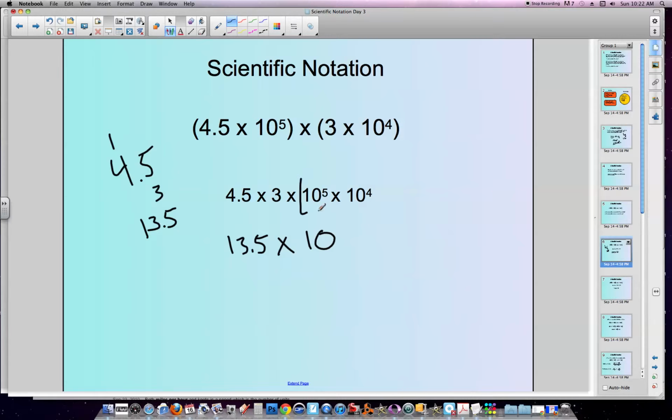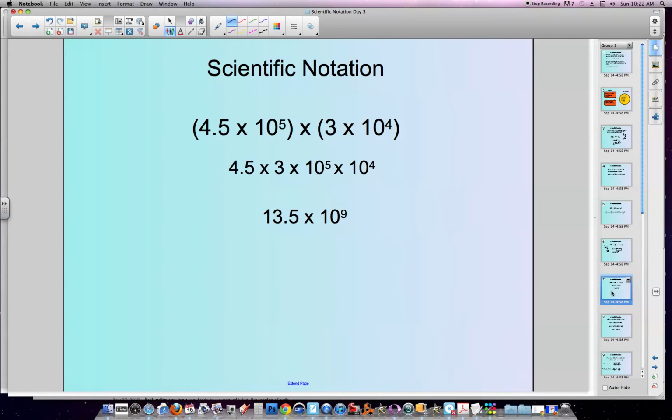So we have 13.5 times 10. How do we multiply numbers with exponents? Well, this is 10 times itself 5 times, and this is 10 times itself 4 times. So we have a total of 10 times itself 9 times. We just add those exponents. But we're not there yet. We have one task left.